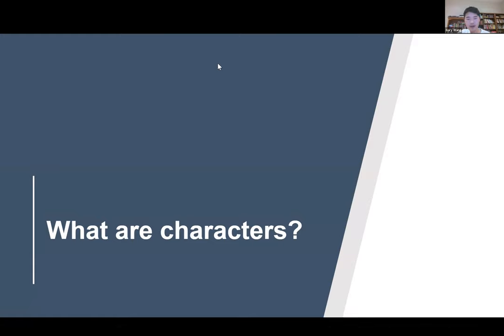Now you may ask, what are the characters of a story? Let's give Sam a try. Sam, do you know what the characters of a story are? Sam, are you there? Olivia, how about Olivia, Mason? Mason, why don't you give it a try? Do you know what the characters are, Mason? Yeah. What are the characters of a story?